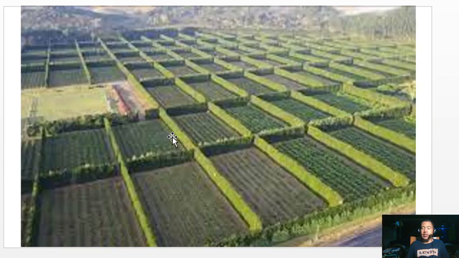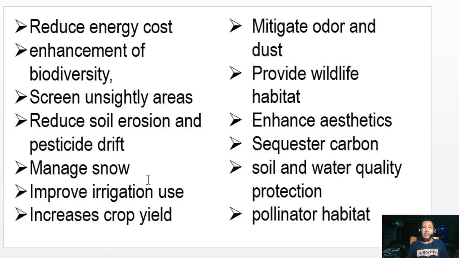Here in this image, we can see that the windbreaks are very much established, and I am pretty sure that the crops inside the windbreaks are quite secured and safe during days where the winds are blowing hard, or during rainy days or windy days.